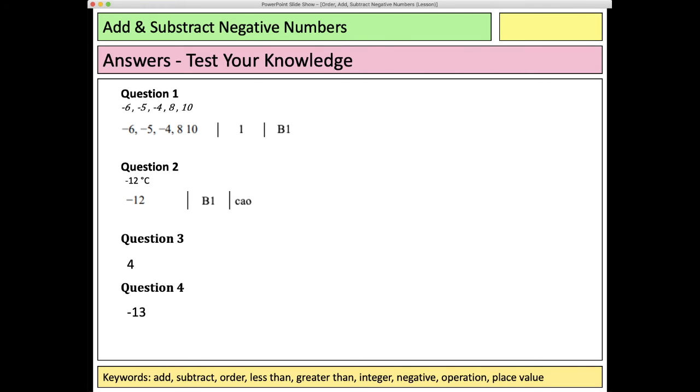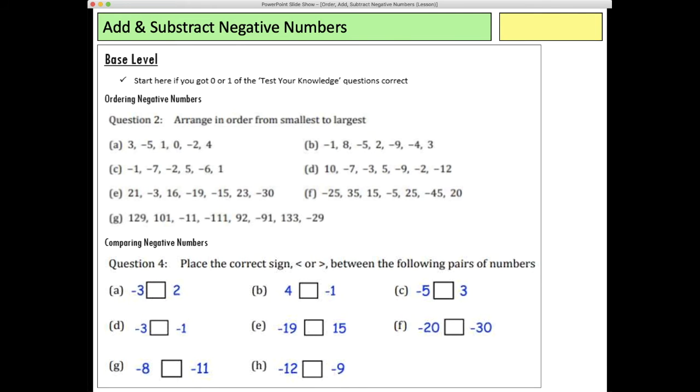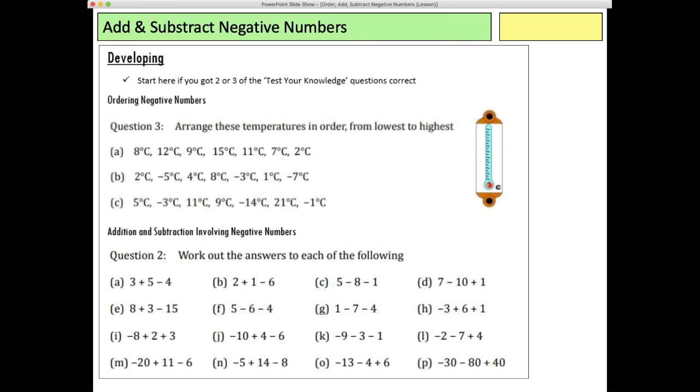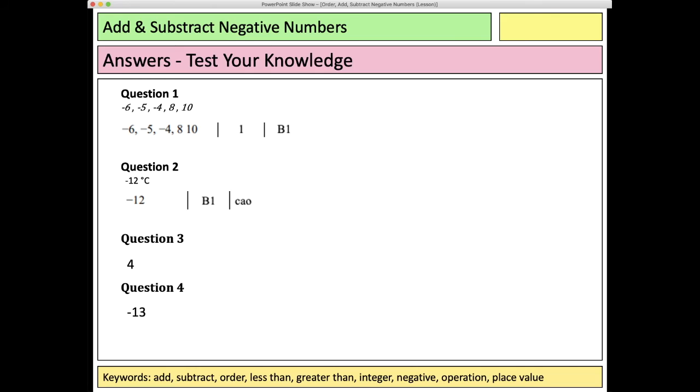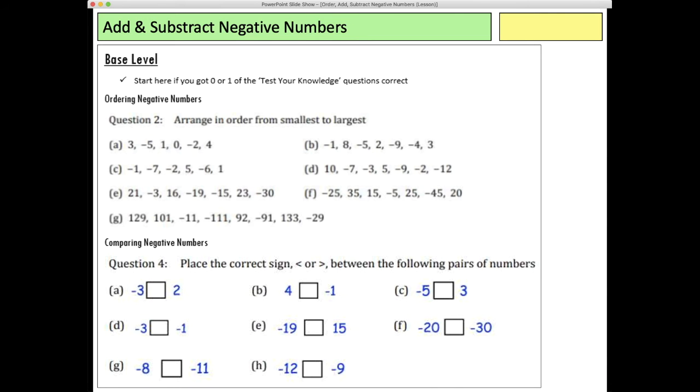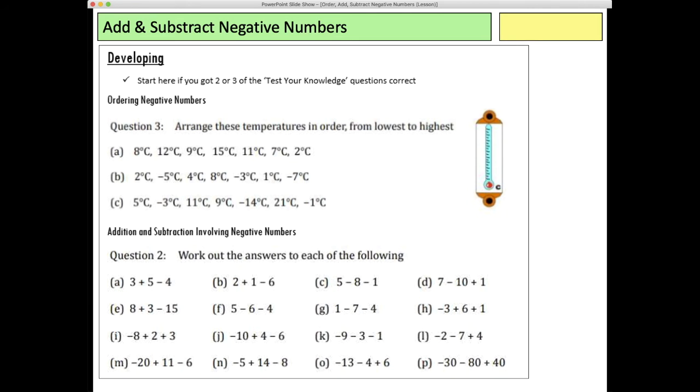Okay, so as I said, there are 3 different sections here. We've got a base level, we've got a developing level, and we've got a mastery level. So if you've got no questions right from the test your knowledge, then what I'm going to suggest that you do is you pause now and have a go at this section, which is the base level. If you got between 2 and 3 right, then I'm going to suggest that you pause now and then you do this developing level here. So pause now and do the developing level.